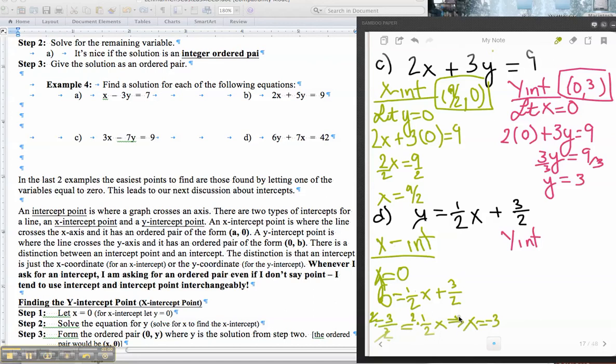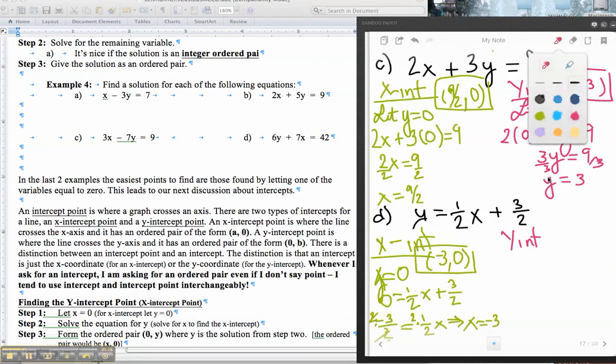And therefore, when y is equal to 0, my x is equal to a negative 3, and we have our x-intercept. So x is equal to a negative 3, and y is equal to 0. That's our x-intercept. Now our next one, we have our y-intercept to find.